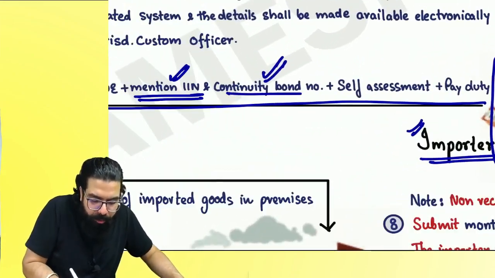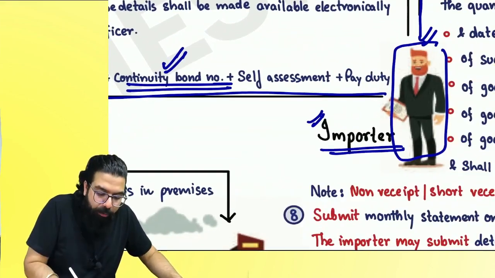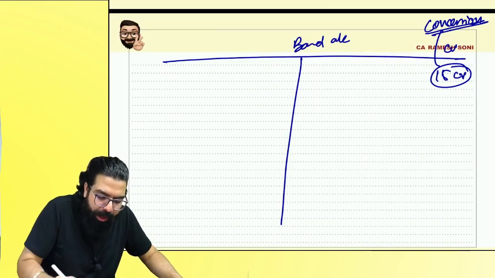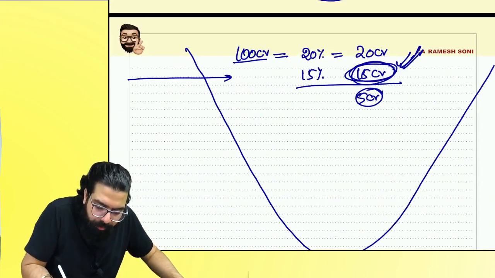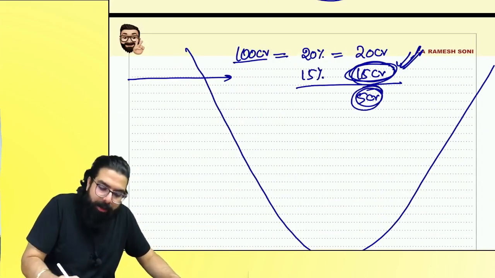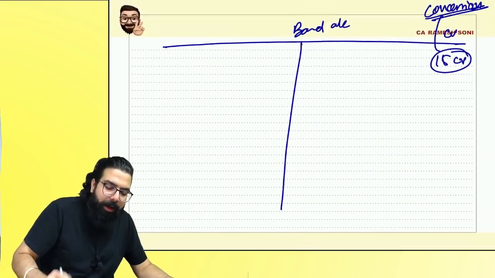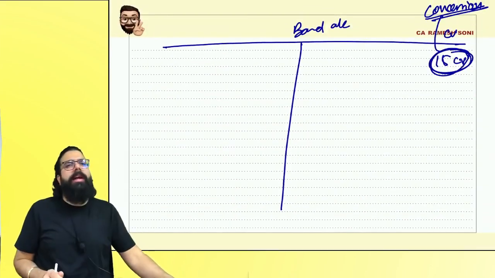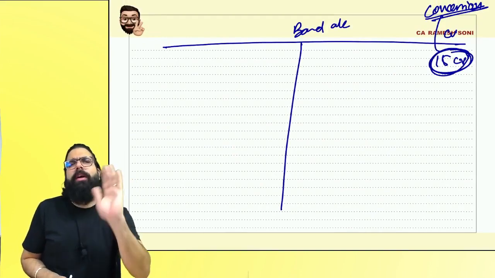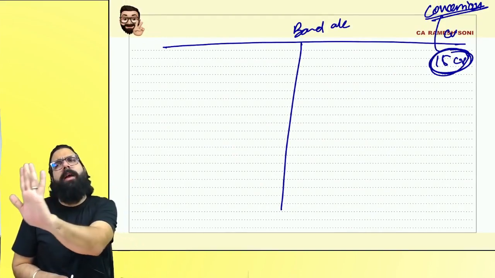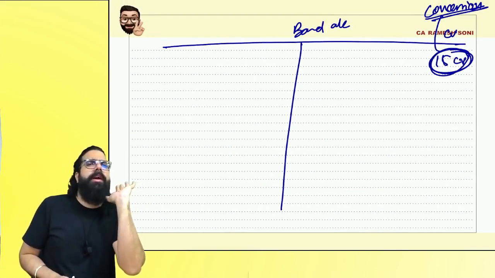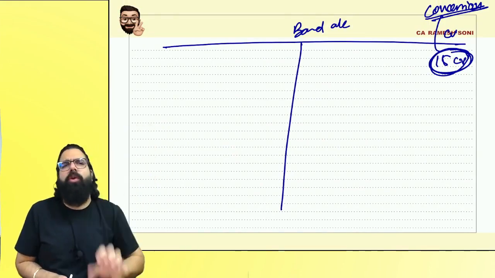You have to inform about the bond number also. Plus, you have to do the self-assessment. See how much duty I have to pay, everyone? 5%. So, for an example, this was the total imports which I am going to do in a year, approximately 100 crore. For 100 crore, I have given that concession I will be availing over a period of 1 year or 6 months, I will be availing 15 crore of concession.